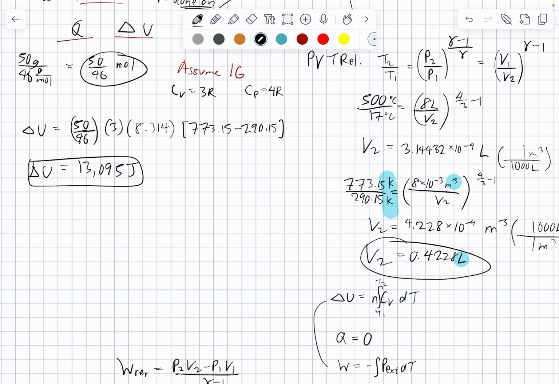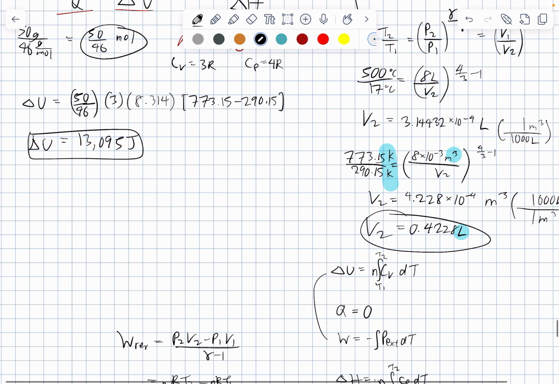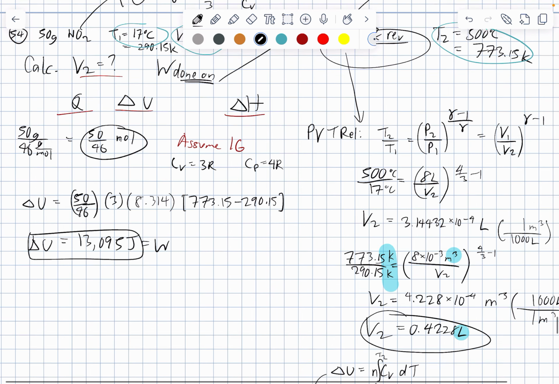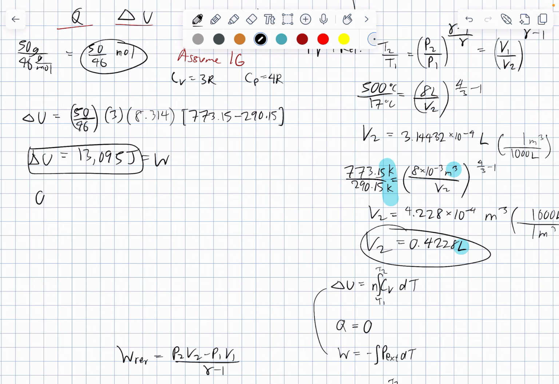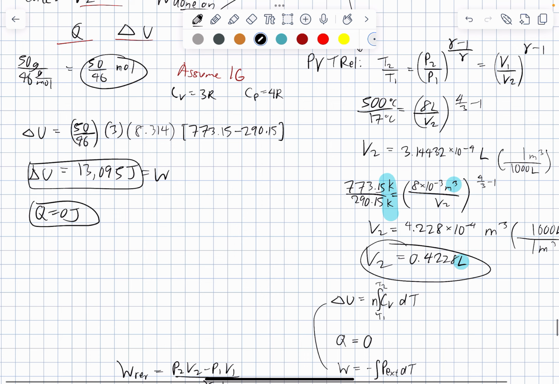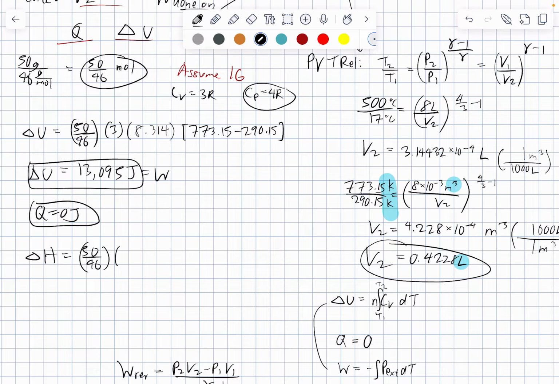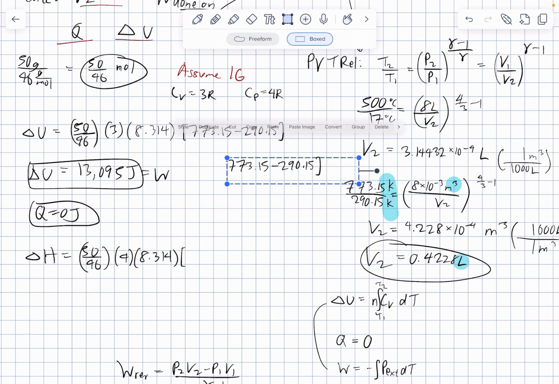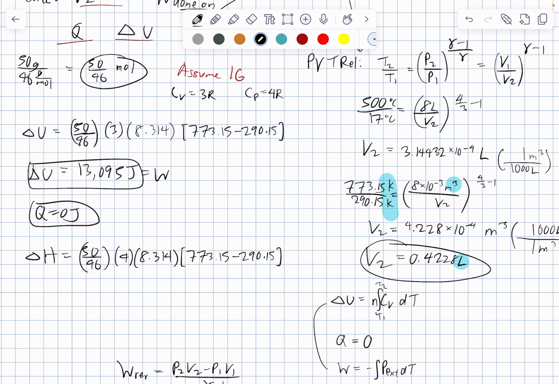And then, okay, so this happens to be equal to the work also. But that's not what we're looking for. What is Q? Q is equal to 0 joules because this is an adiabatic process. And enthalpy equals what? Mole times Cp. This time, Cp is for R, no? For ideal polyatomic gas. Then times quantity temperature 2 minus temperature 1. Okay.